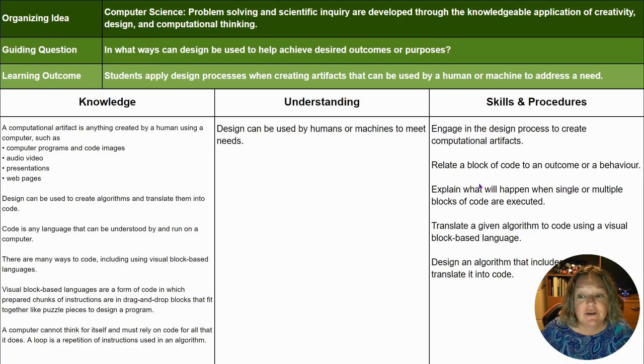Students are being asked for the first time to relate a block of code to an outcome or behavior, or to explain what several blocks of code will do when executed together. So this is the first time students are actually asked to do some block-based programming. You should have some opportunities to have students create projects in something like Scratch that shows knowledge from some of their other subject areas or curriculum areas, and you can meet these computer science skills and procedures while you're meeting those other topics.